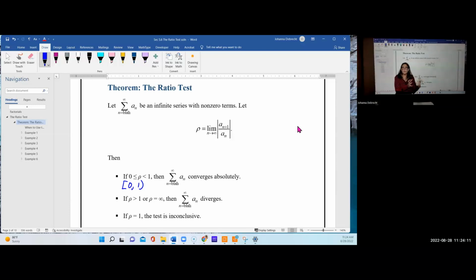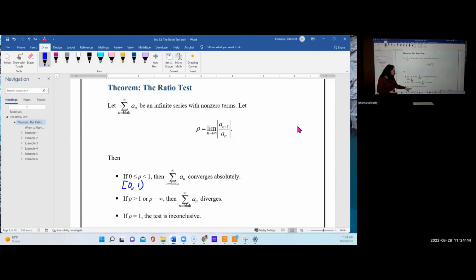And no matter how you rearrange the terms, all of the rearrangements will converge to that same value. S infinity is stable, it does not change. What's the next thing? If rho is greater than 1 or rho goes to infinity, then the infinite series diverges. All right, so the infinite series diverges, does not converge to a finite real value. In other words, the sequence of partial sums is not approaching a finite real number.